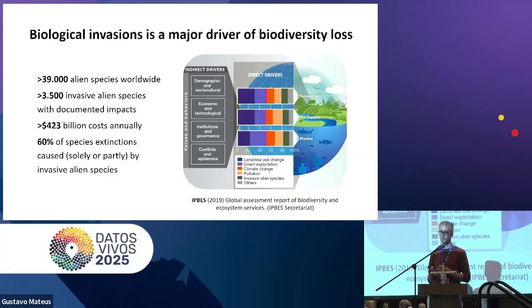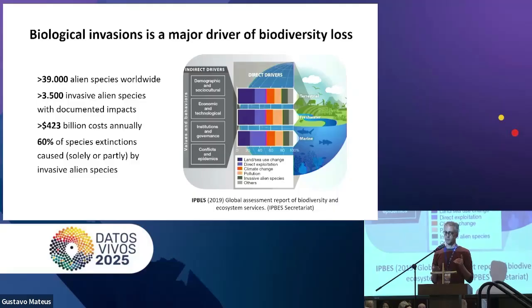The most prominent one was probably the IPBES invasive alien species global assessment released in 2019. There was a more recent one with a specific topic on biological invasions, which states that there are more than 39,000 alien species now recorded worldwide. We have information about documented impacts for more than 3,500 species. These species we would then call invasive alien species. And these species produce costs of more than $400 billion annually.